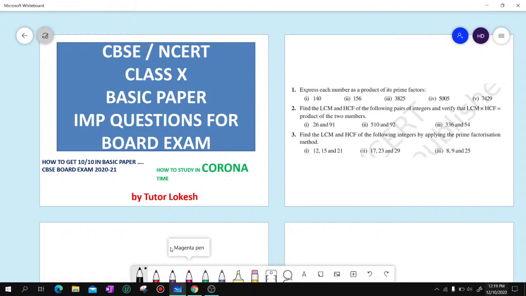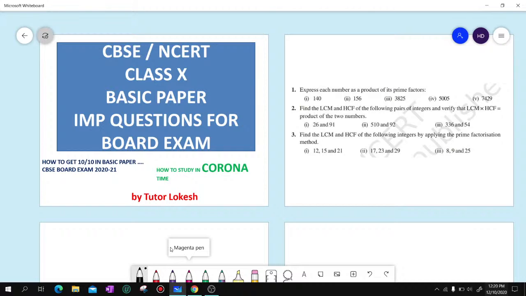I am going chapter wise. So let me start with the real numbers, and then we'll go for polynomials, and then pair of equations, then quadratic equations, and progressions, like that. Okay. So now I am going to start with real numbers. And the questions which I have shown here as screenshots are taken from the NCERT textbook only.